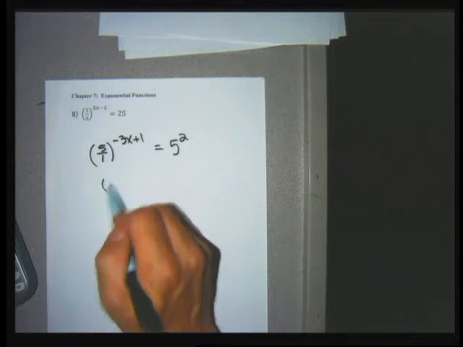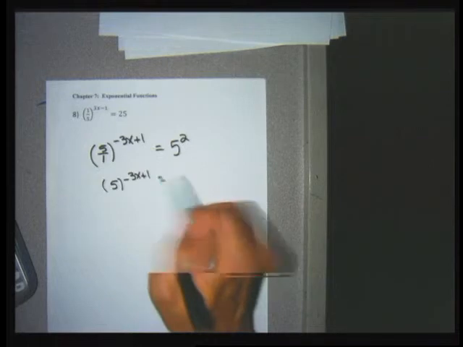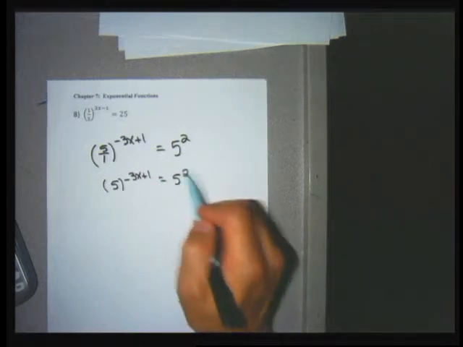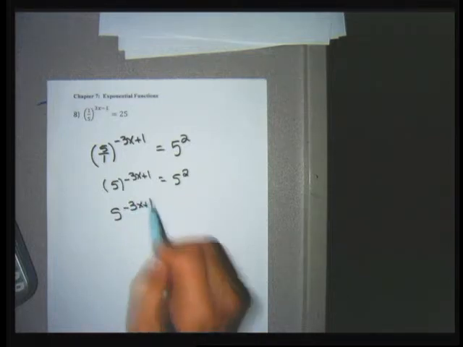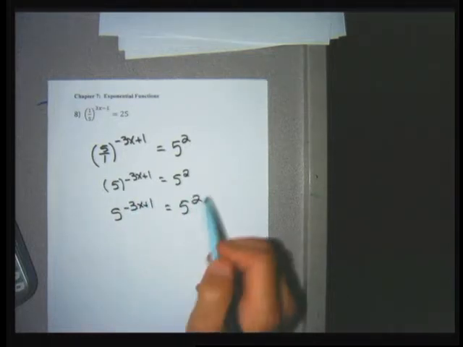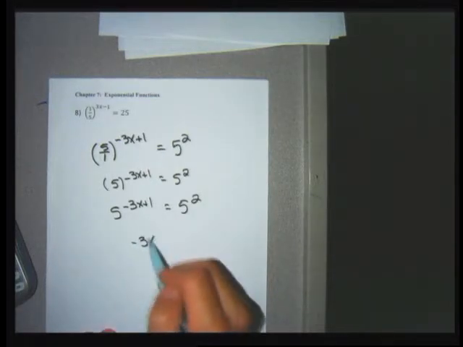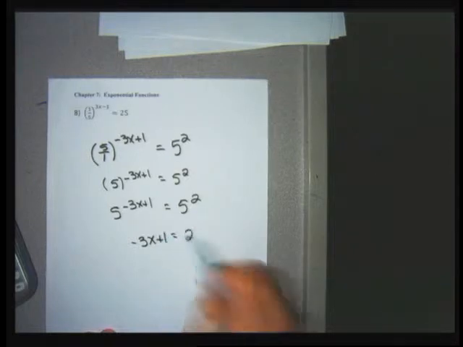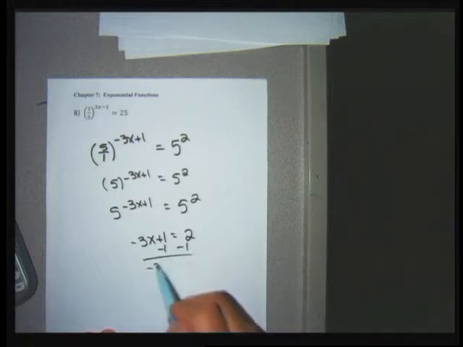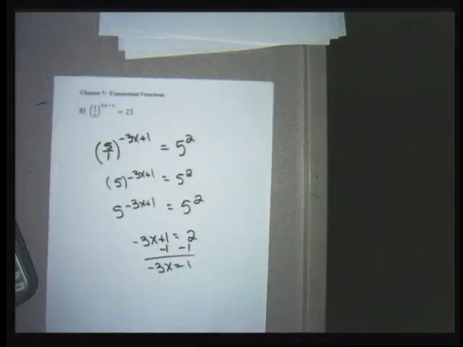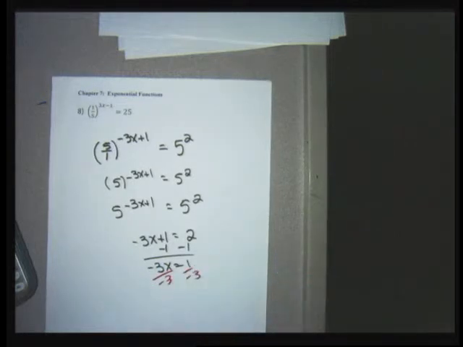Now on the left side, I can write this as 5 to the negative 3x plus 1, because 5 over 1 is equal to 5. And I don't need the parentheses once the fraction is gone. So that's a good rewrite for the problem. Now, since both the bases are 5, I'm going to drop the bases and set the exponents equal to each other. I'm going to minus 1 and get negative 3x equals 1, and then divide by negative 3. And I get x is 1 over negative 3.